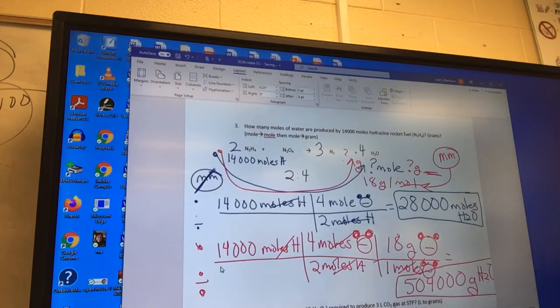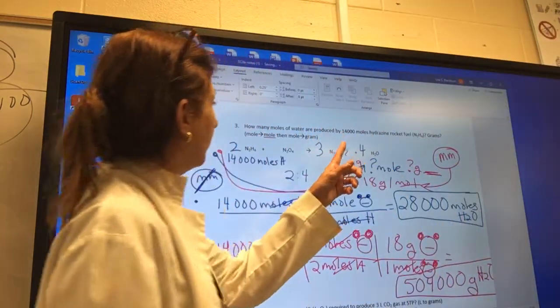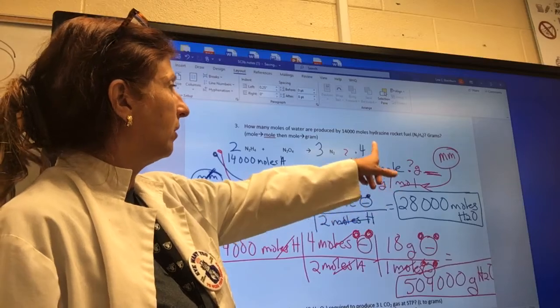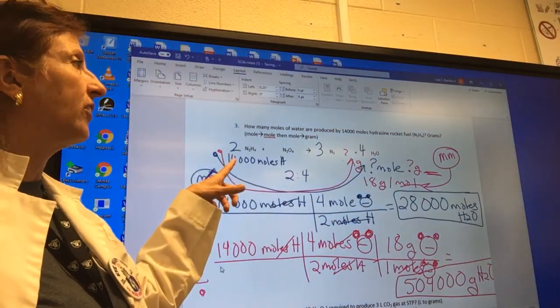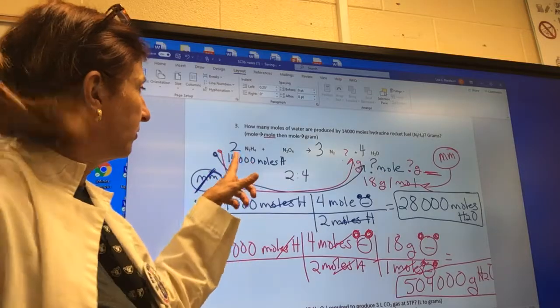Our third problem says, how many moles of water, so I'm going to put question mark mole underneath water, are produced by 14,000 moles of hydrazine rocket fuel? Ooh, that sounds interesting.